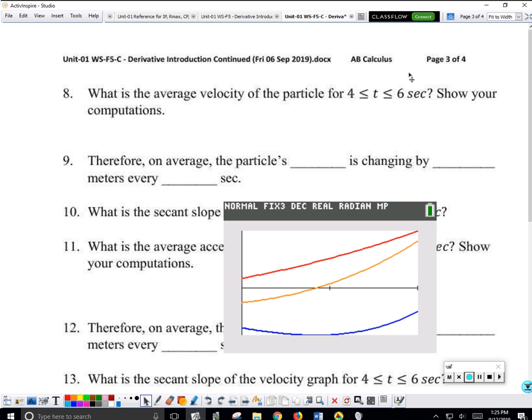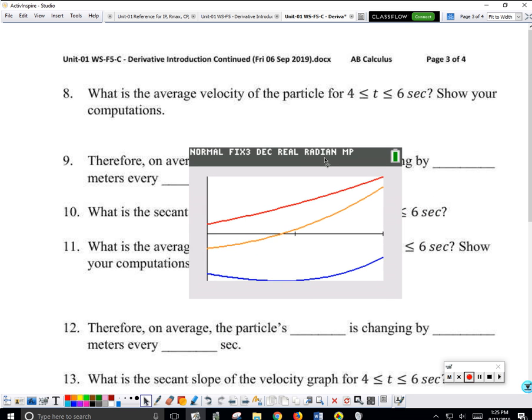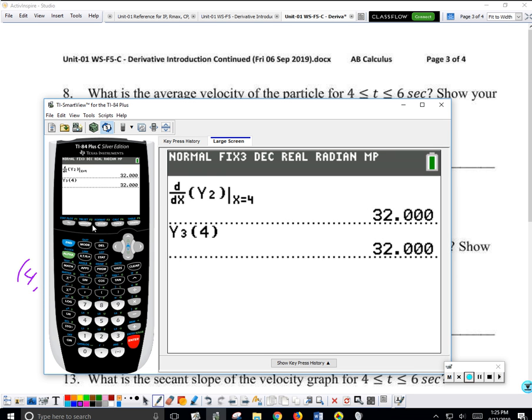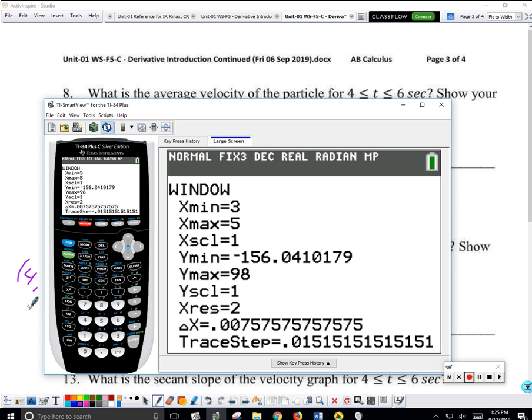The way we find that, so here's the appropriate window on your calculator, because we're trying to go from 4 to 6. So on my calculator, I figure out that over here, the position of the particle at time 4, let's see, got my calculator, okay, window, 4 to 6, zoom fit.